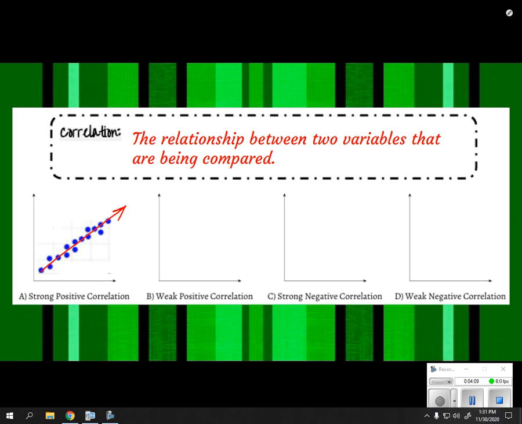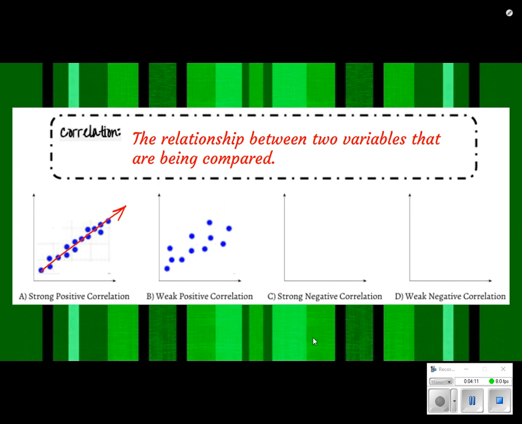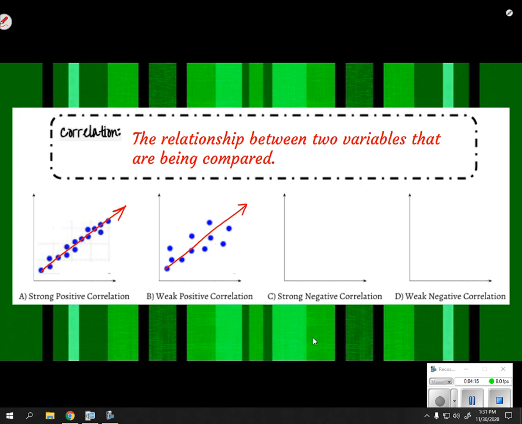All right, weak positive, still that positive slope, right? Still going up and to the right. But do you see how the dots are more spread out? So it's not a strong positive, it's weak. And it's weak because those dots have gotten further away from the line that goes through the middle of the data.